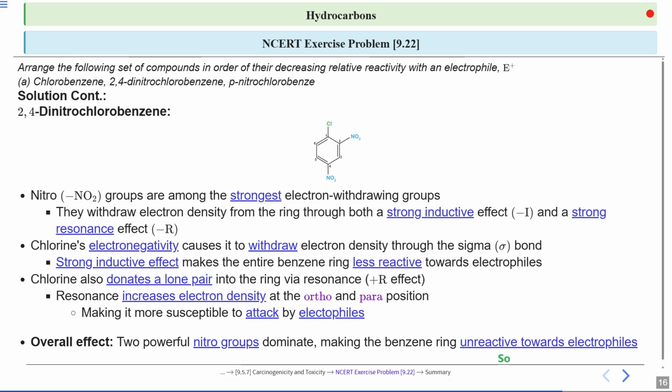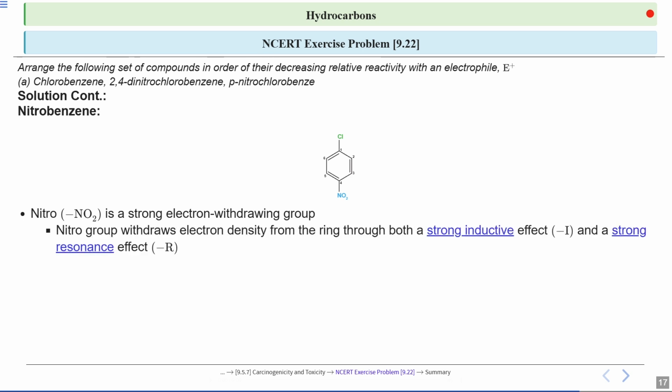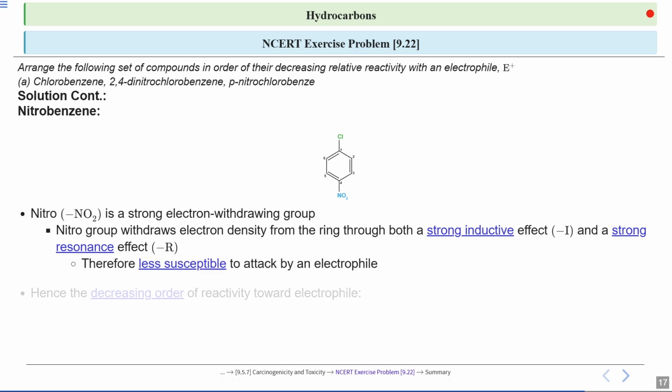Okay. Moving on further, continuing with the solution. The third one is nitrobenzene. Here is the structure of nitrobenzene. Notice the nitro group attached to the benzene ring. This group plays a major role in determining how the compound's reactivity will decrease. The nitro group is an electron withdrawing group. It withdraws electrons through sigma and pi, by the inductive effect and the minus R resonance effect respectively. So the nitro group is showing both a strong inductive effect and a strong resonance effect in the negative form. Therefore, it is less susceptible to attack by an electrophile.